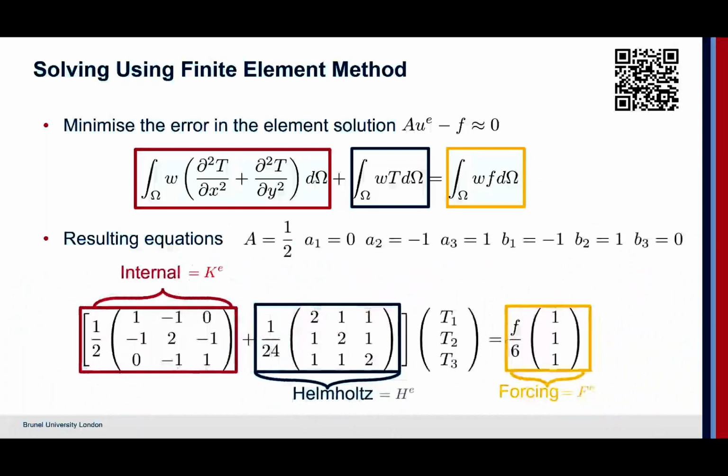Okay, so then essentially what we have, if we substitute in the expressions for the right-angled triangle, which has an area of a half, and as we said before, A2 and A3 values of 1. The A1 value is 0 because it's a right-angled triangle. If you remember looking at it before, essentially these expressions disappeared. If we substitute the numbers into the internal term and the Helmholtz term, you can see we essentially just have a matrix of just numbers.